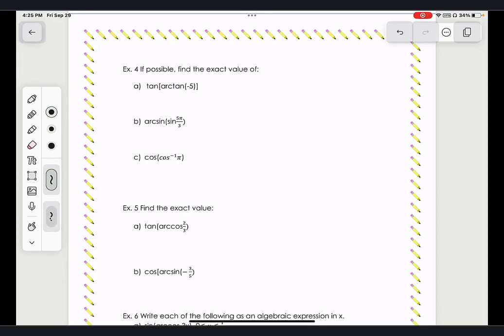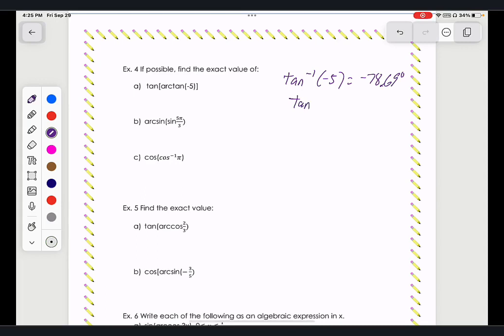So in this example, with our tangent and arctangent, if I do an inverse tangent of negative 5 in my calculator, I'll get negative 78.69 degrees. I'll then do the tangent of negative 78.69 degrees, and that will give me negative 5. So in this case that works, but again, by doing it like this, you're really guaranteed to get the right answer. And let me show you on the next one where that fails.